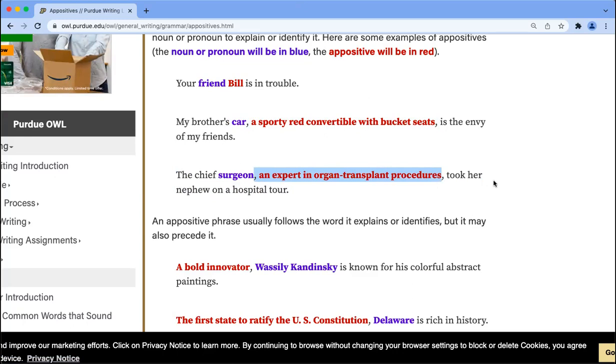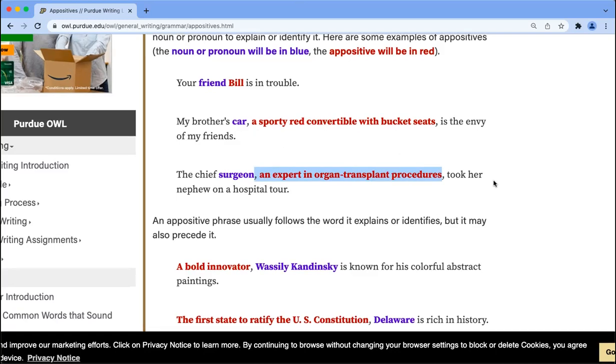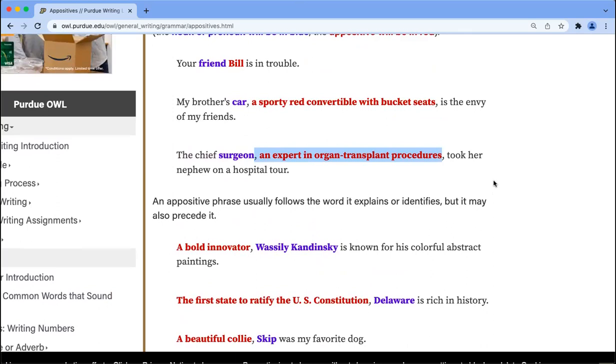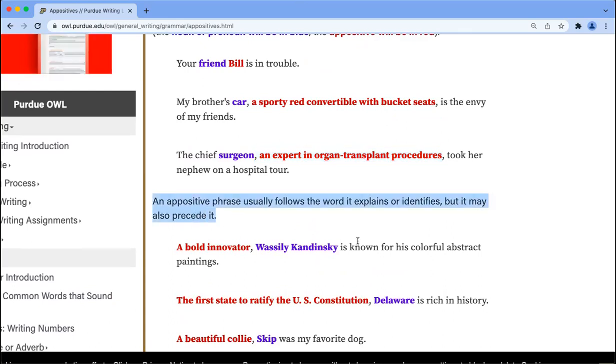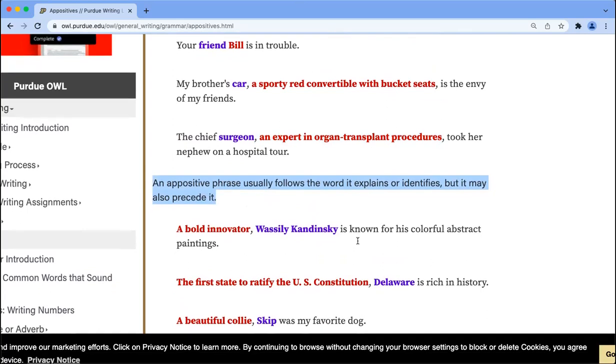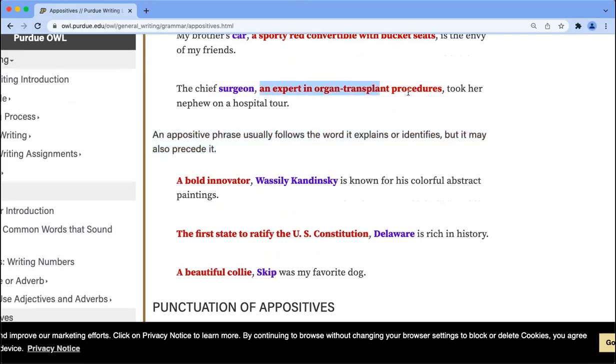Appositives are very popular in writing. It makes your writing stronger. It is suggested for you to use appositives, adjective phrases, adjective clauses, and different types of sentences. To avoid repetition or redundancy in the structure, you need to have all those three. And an appositive phrase usually follows the word that it explains, that is defined. It may also precede that. Sometimes it appears after, as you can see, most of the time, comma before, comma after.